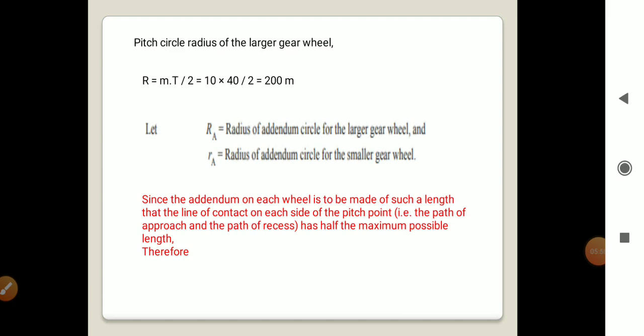Since the addendum on each wheel is to be made of such a length that the line of contact on each side of the pitch point, that is the path of approach and path of recess, has half the maximum possible length. So the addendum will fulfill the condition that the line of contact on each side of the pitch point, that is the length of path of approach and the length of path of recess, has half the maximum possible length.